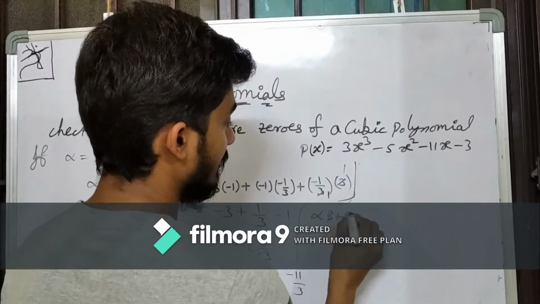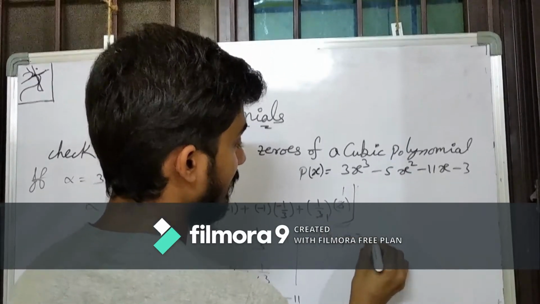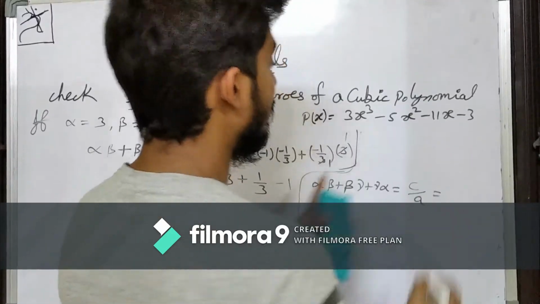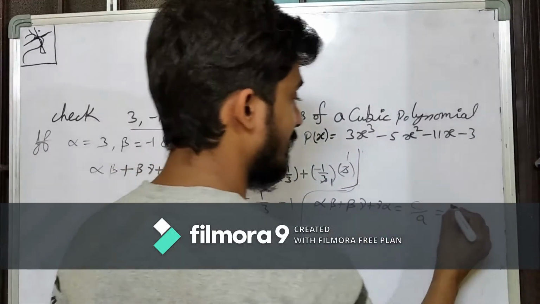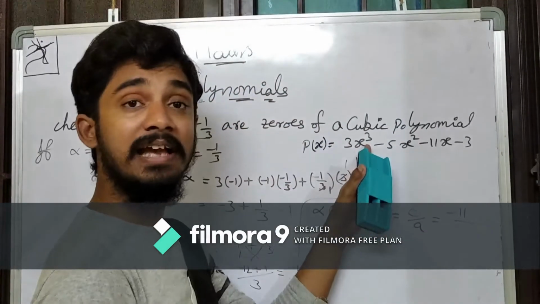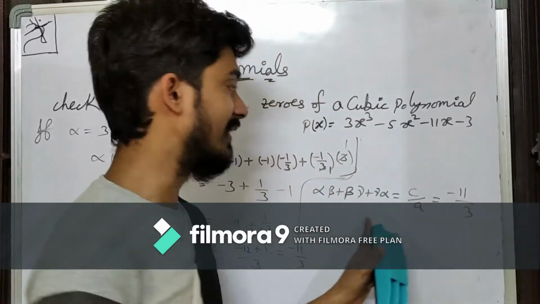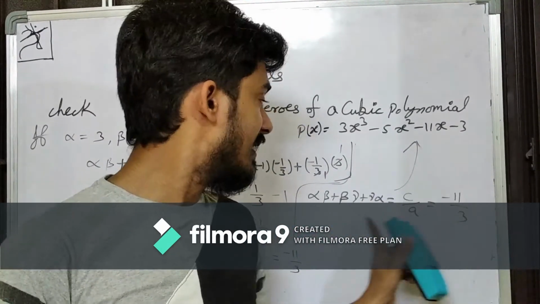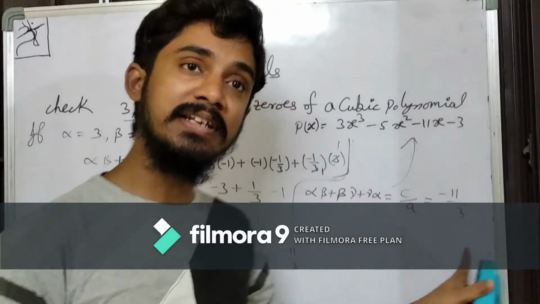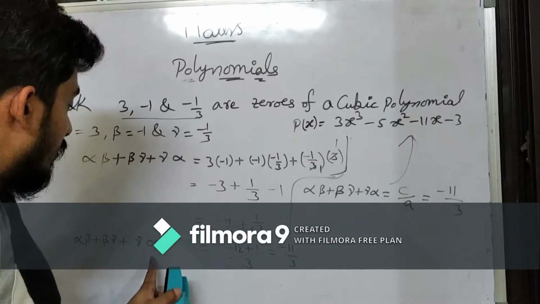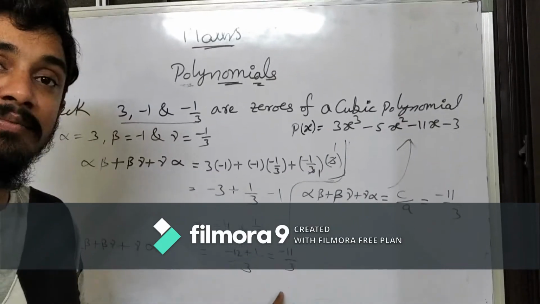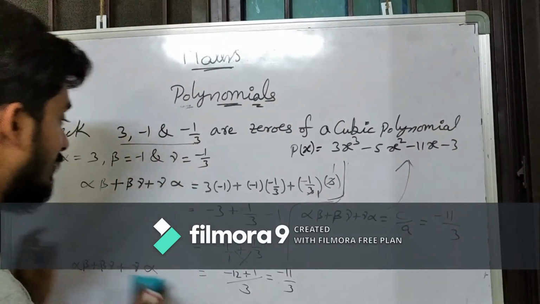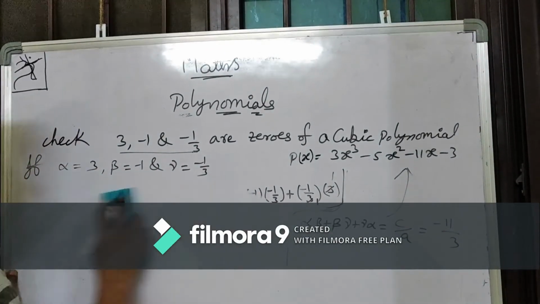Alpha beta plus beta gamma plus gamma alpha equals c by a. c means the x coefficient, minus 11, by a. a means the x cube coefficient, 3. So minus 11 by 3. By using the coefficients of the cubic equation, the sum of the product of the zeros equals minus 11 by 3. By using zeros of the given cubic equation, it is also minus 11 by 3. These two values are equal. This one is also verified. Next one.